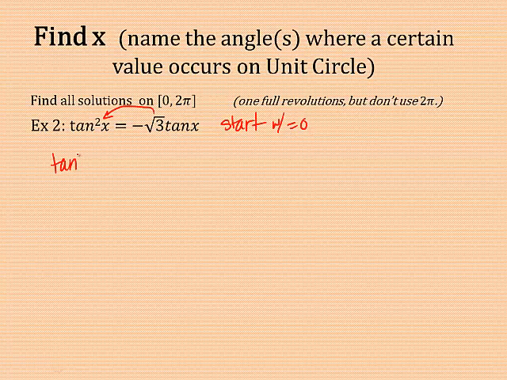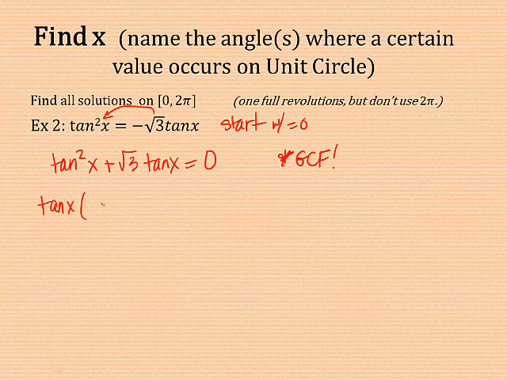So when I do that, I get tangent squared x. When I move it, I have to add, right? So plus square root of 3 tangent x equals 0. All right, we're good with that. Now you only have 2 terms, both have a tangent. So look for a greatest common factor. Okay, what's the greatest common factor between these two? A tangent. If I take a tangent of x out of both of these, I now have tangent of x times tangent of x plus the square root of 3 equals 0.